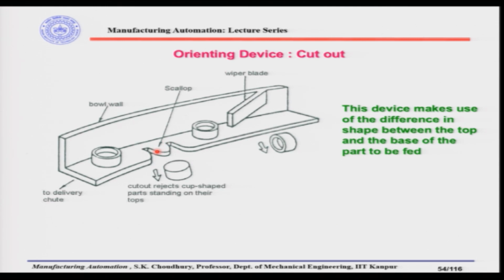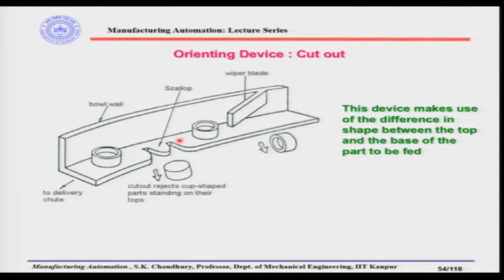I would like to tell you that in most cases, orienting devices are normally passive devices, because they are simple and easy to make, as you can see. There are only a few active devices, which are used basically in out-of-bowl tooling.